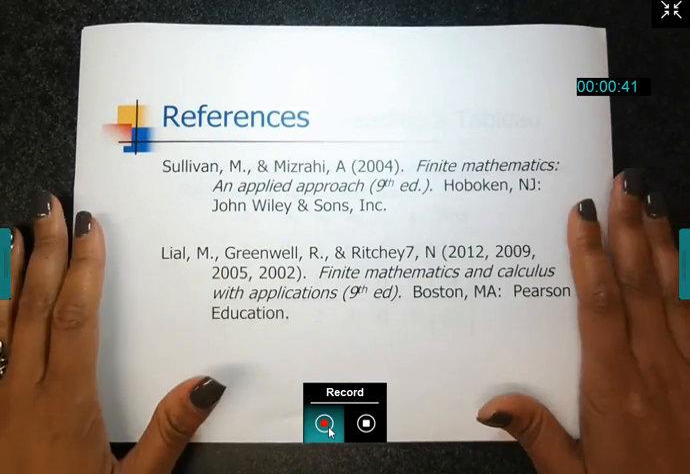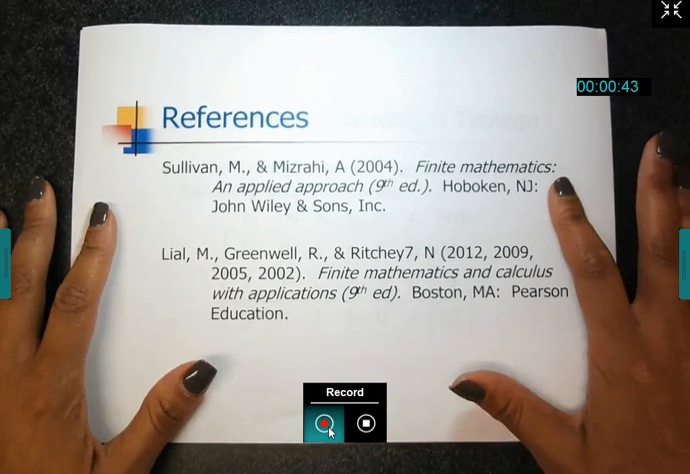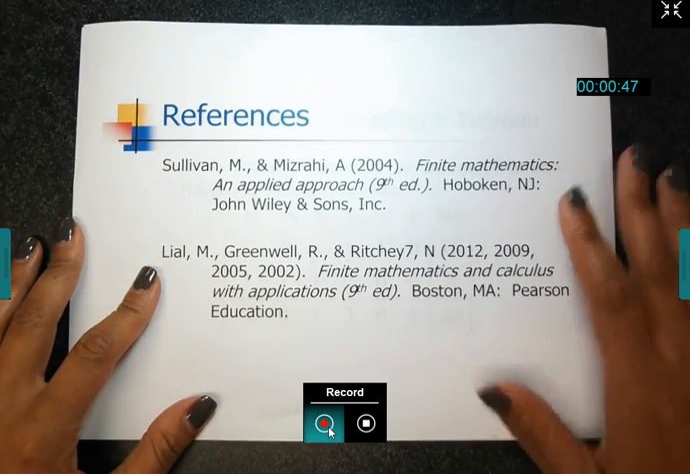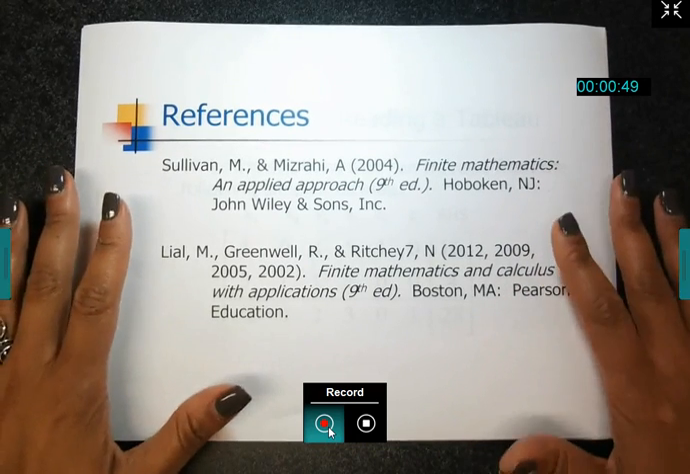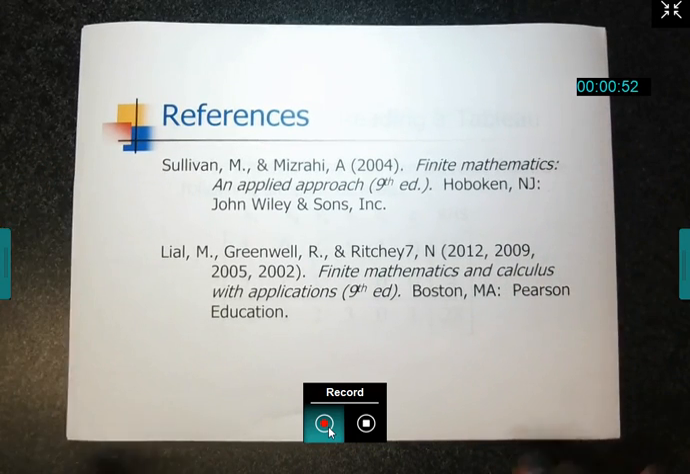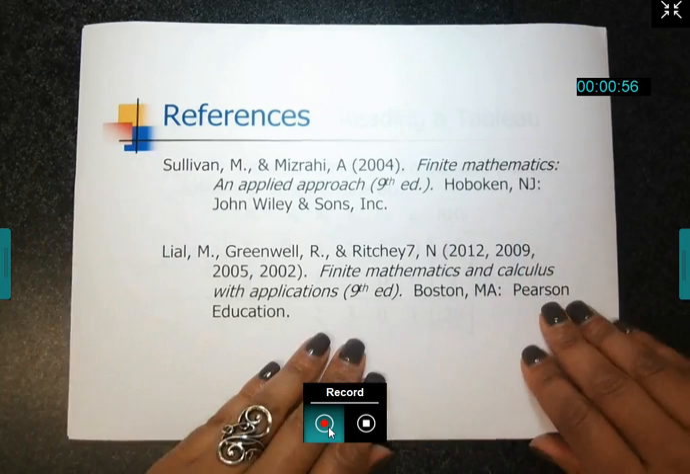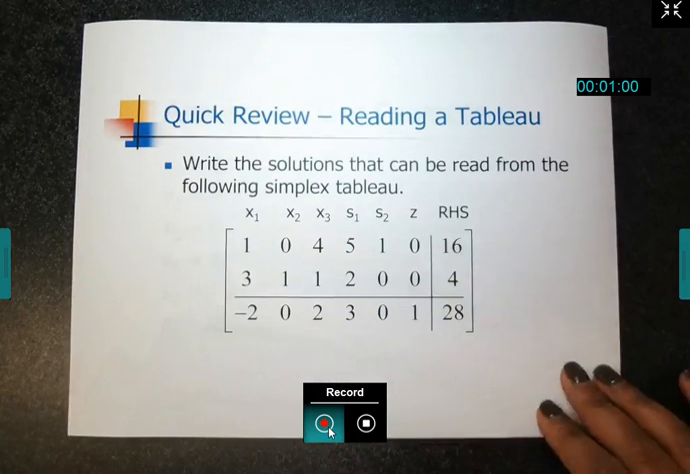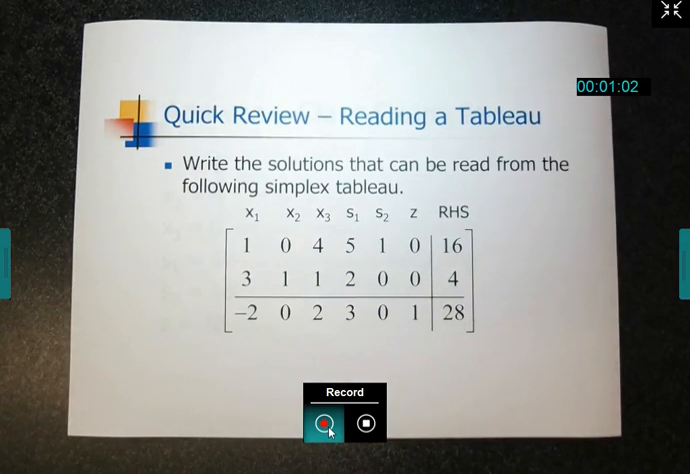And just to let you know where these problems are coming from, I didn't just make them up. I'm actually using the Finite Mathematics and Applied Approach Sullivan book, as well as your Lial book. These are the two books that I actually used to generate the questions. They came straight out of these two textbooks, so if you're ever wondering and you wanted to reference them, you could. But let's go over a quick review first.